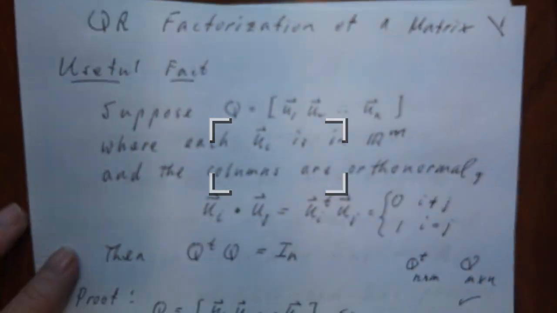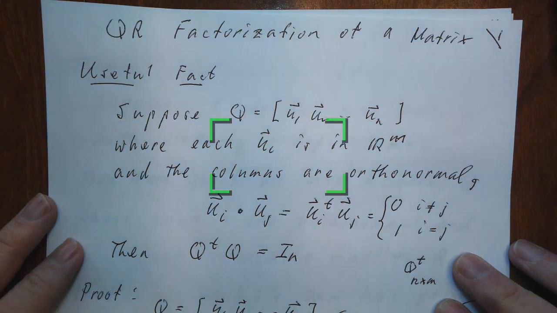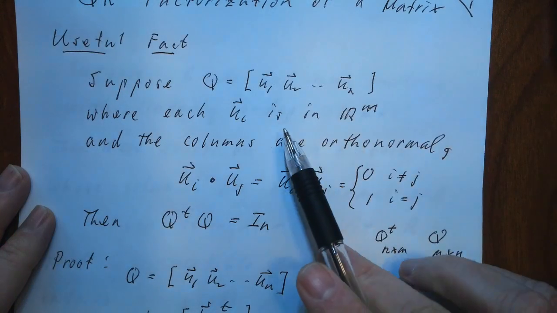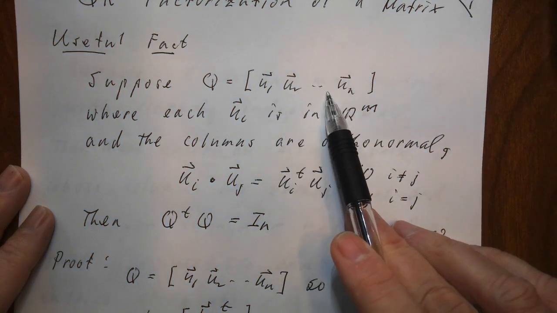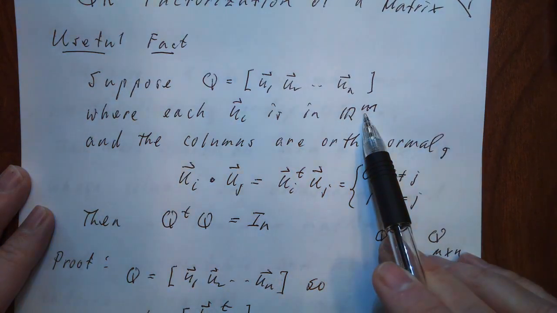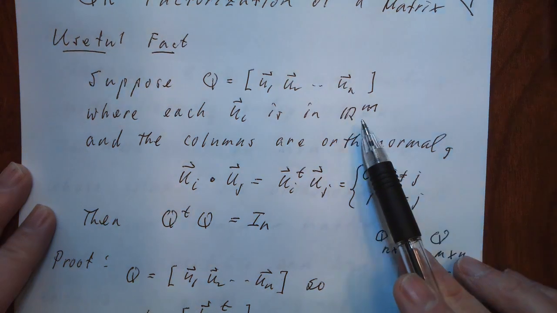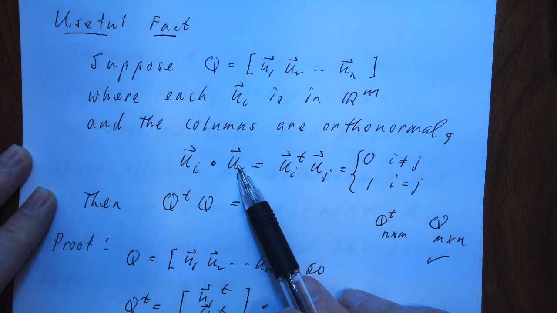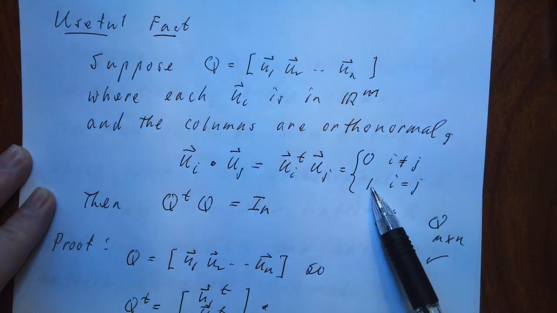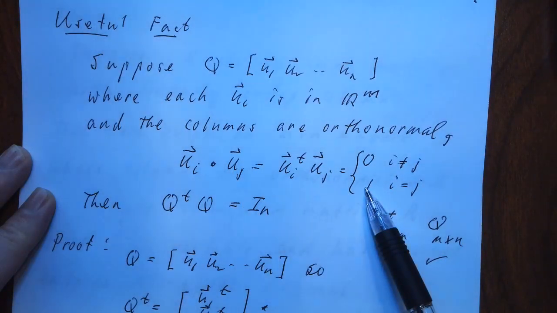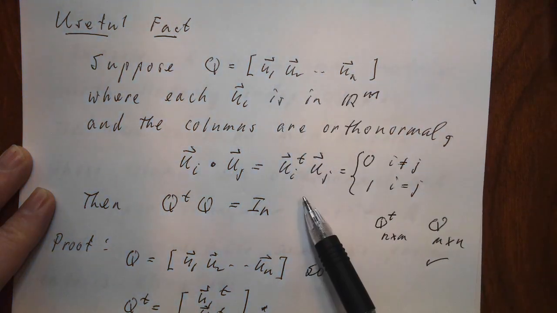Now, before we state exactly what the QR factorization is, I'm going to state a useful fact about matrices whose columns are orthonormal. Suppose we have a matrix Q that has n columns, and each of the column vectors u1 up through un is a vector in Rm, and we're going to assume that the vectors are orthonormal. That means if I take the dot product of any two different column vectors, I get 0, unless I'm dotting the column vector with itself, in which case I get 1. That's because the columns are orthonormal.